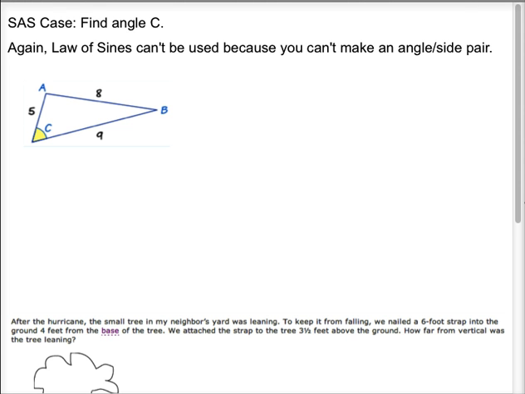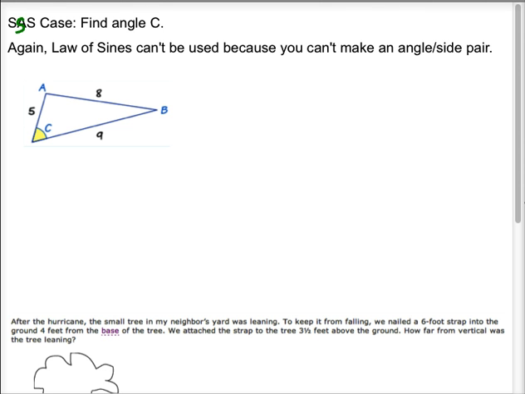So let's try that side angle side case again, but this time we're going to have to find C. And I apologize, this is not side angle side, this is side side side, where we're given 3 side lengths. I apologize for that typo. All right, so this time we have all 3 sides, and we need to go back and find the angle. So if you have 3 sides, there's no way you're making an angle side pair because you don't have any angle.